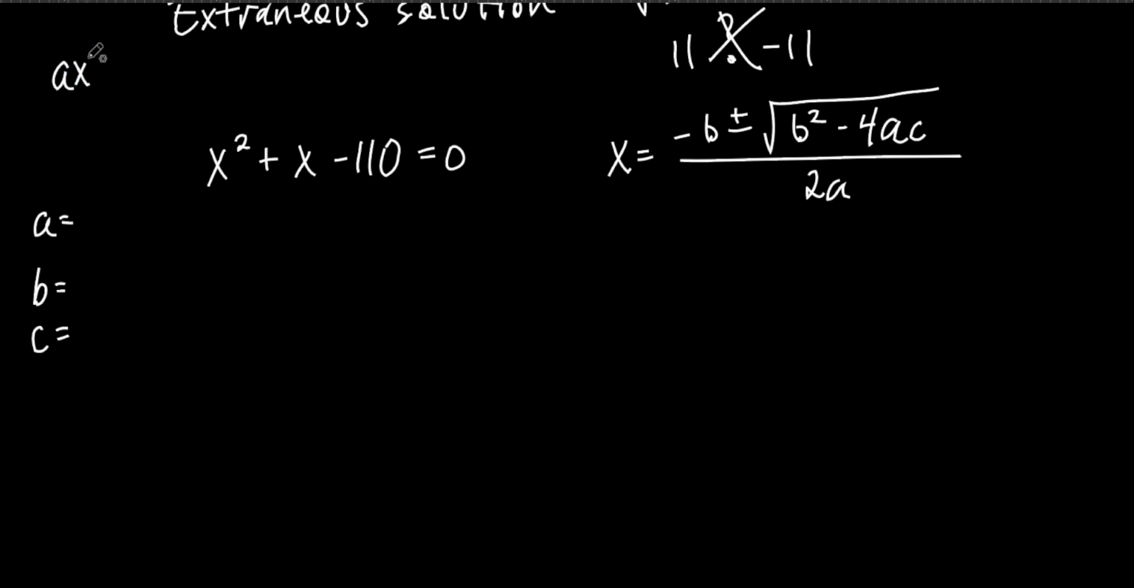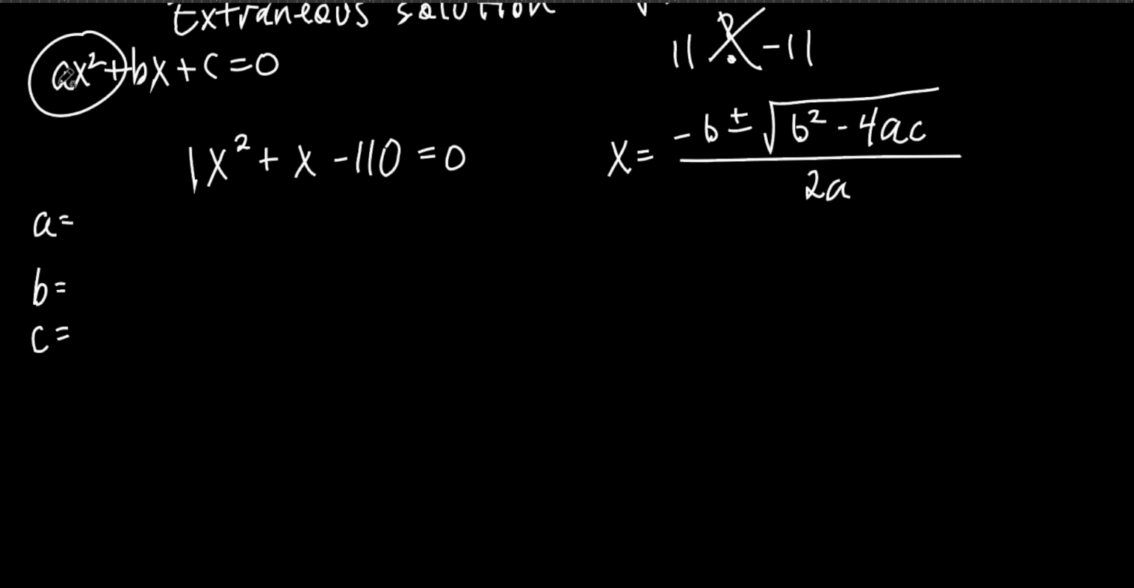Remember, it's ax squared plus bx plus c equals 0. What is the a? The a is not the x squared. Look, right there, a is not the x squared. What's the a right here? It's a 1. It is not an x. This is not an x squared. What's the number out in front of the x squared? It's a 1.